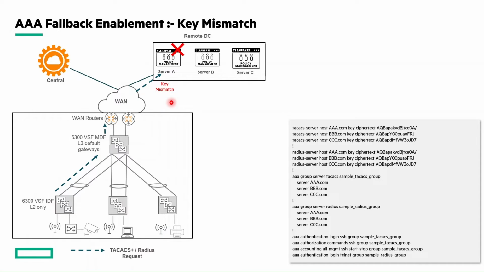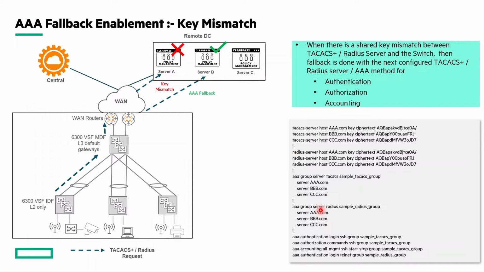So how are we going to handle it? We will try to reach the next AAA server, that is server B in the list. So this is how, when there is a shared key mismatch between the TACACS and Radius server, the switch will fall back to the next configured TACACS Plus or Radius server for authentication, authorization and accounting.